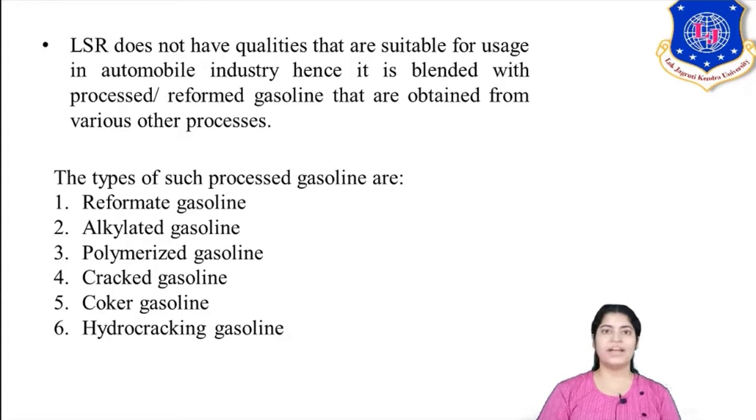As we saw, we sent light naphtha into the isomerization unit. So the gasoline which I obtained from that is now my isomerized gasoline. Similarly, I sent some of my heavy naphtha to the cracking unit, so the gasoline which I got is cracked gasoline. That way, based on different processing, I get different categories of my gasoline.